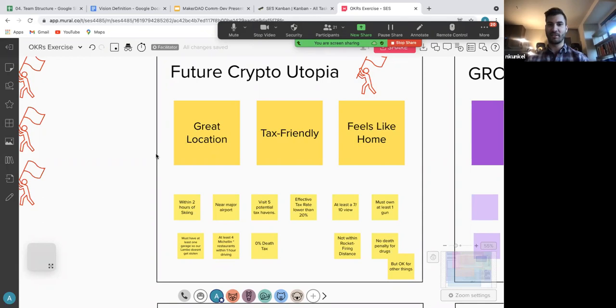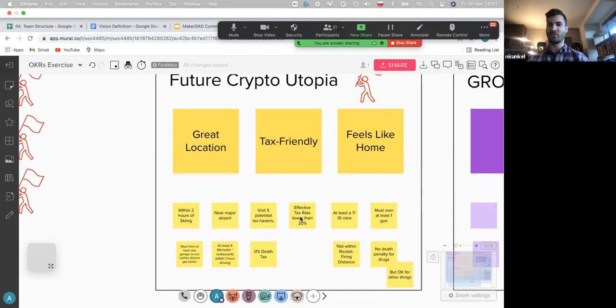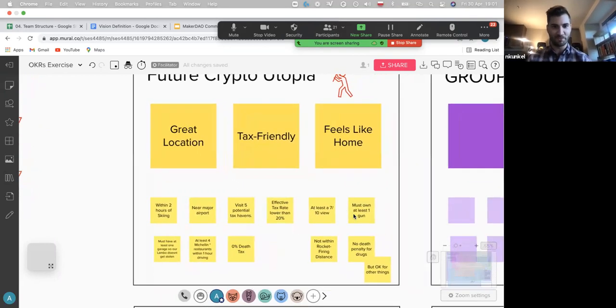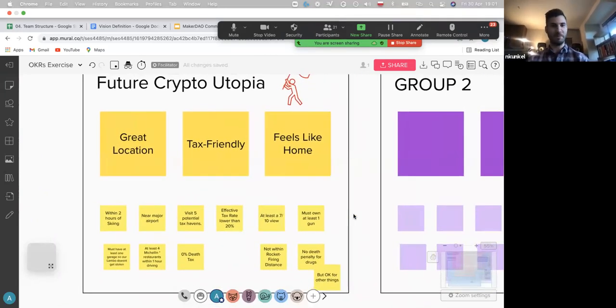So tax friendly, right? We want to probably have an effective tax rate of lower than 20%. That seems about fair, right? You're giving back to society, but you're not getting robbed because you're rich. You probably don't want to have any death taxes, so what you pass on to your children or your next of kin, you probably don't want to be taxed on that again just for dying. Apparently, I didn't write this one, but you want to visit 5 potential tax havens before you choose your preferred one.